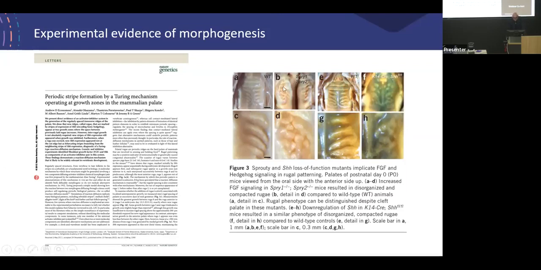mice. And these pictures here show what's happened if you interfere with the fibroblast growth factor and the sonic hedgehog gene. So this study provided the first experimental identification of an activator-inhibitor system at work in the generation of stripes. It, I think, goes a long way to confirm that the how of tiger stripes is the oscillating chemical reaction.